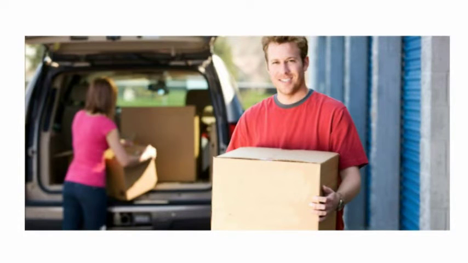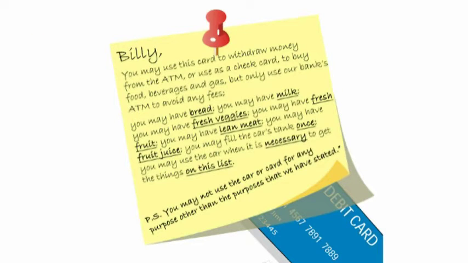Here's the best way to understand Article 1, Section 8, the General Welfare Clause, and its abuses. Imagine that the parents of a 17-year-old boy go out of town for a week, and they entrust him to take care of himself for that week. Before heading to the airport, the parents leave car keys, a debit card, and a note. The note reads, "Billy, you may use this card to withdraw money from the ATM, or use it as a check card to buy food, beverages, and gas, but only use our bank's ATM to avoid any fees.